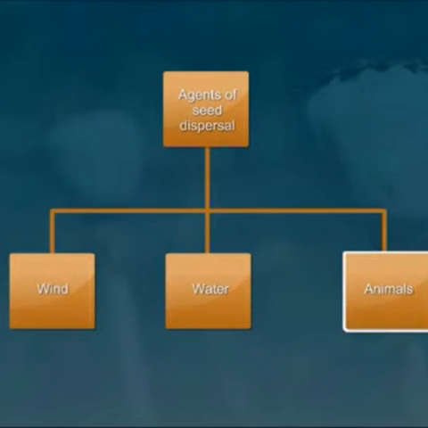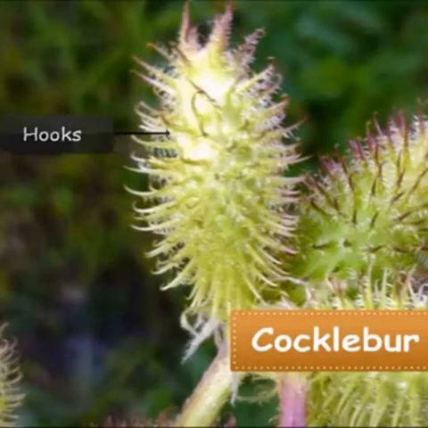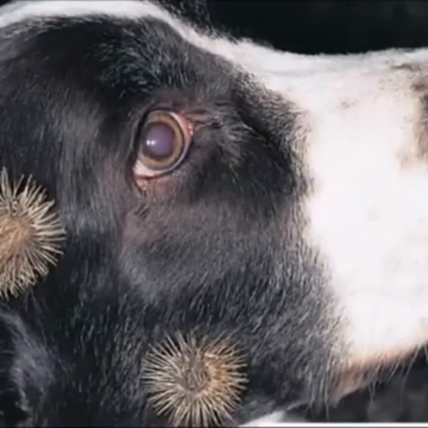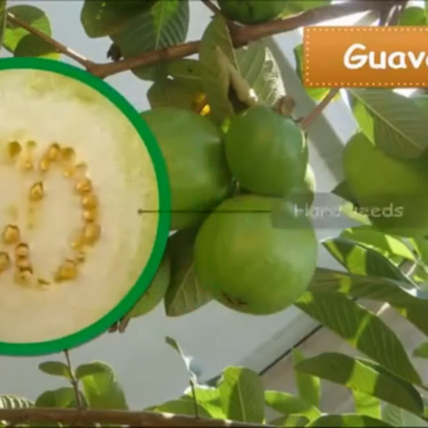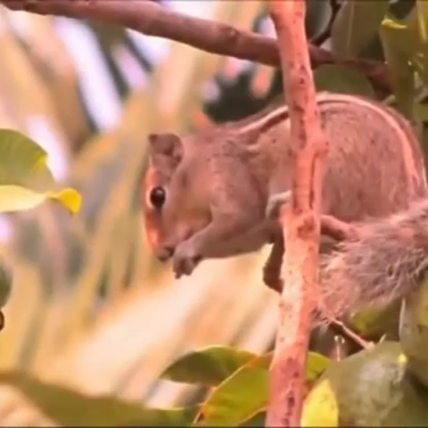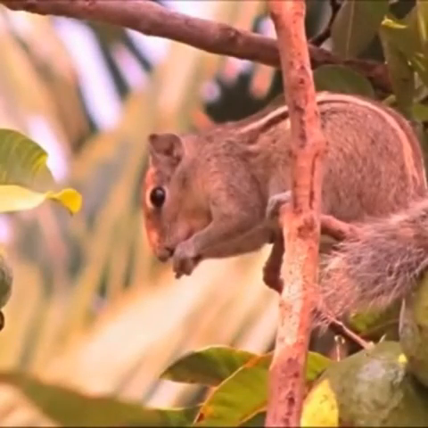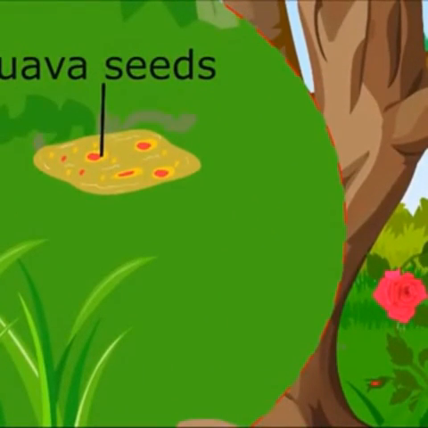Lastly, let us see how animals act as an agent for seed dispersal. Seeds of some plants, such as that of cocklebur, are surrounded by hooks or spikes, which stick to the body of furry animals and are carried away. Some plants like guava have fruits with very hard seeds. These fruits are eaten by birds and animals like squirrels. The seeds are not digested and are passed out through their droppings at places distant from the parent plant. Thus, these seeds get dispersed.